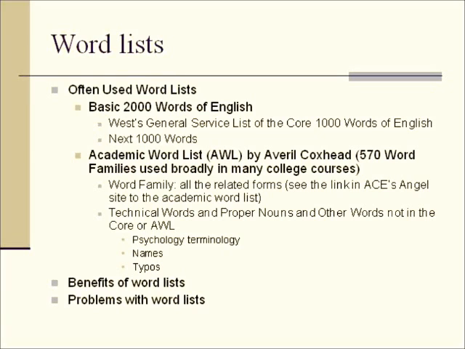There's a list of the basic 2,000 words of English that's made up of the West General Service List, the general words, the core words of English, and then the second 2,000 core words. There's an Academic Word List put together by Averil Coxhead, which she divides up into word families. These are really important words that show up over and over again across the university, not just particularly technical terms.